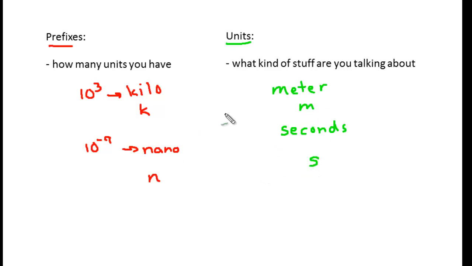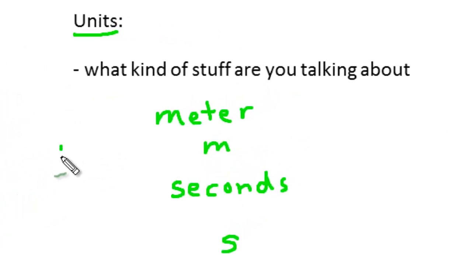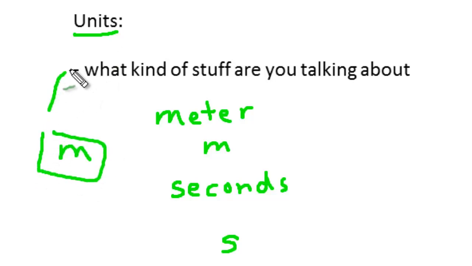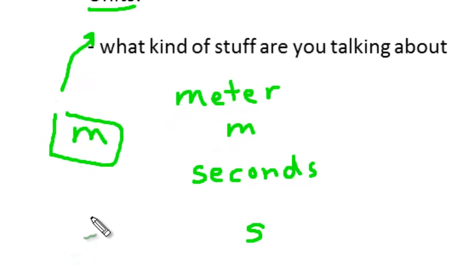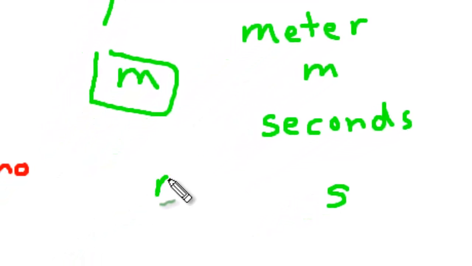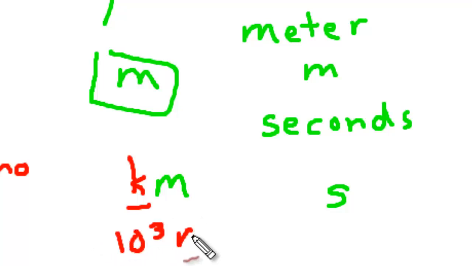If you have just the unit by itself, like an m, there's no prefix, there's only one letter. If there's only one letter, by definition, it has to be a unit. Okay? If you have two letters, so you have an M, and then in front of it you have another letter, that first letter is the prefix. It's telling you how many. So in this case you would have 10 to the third meters.